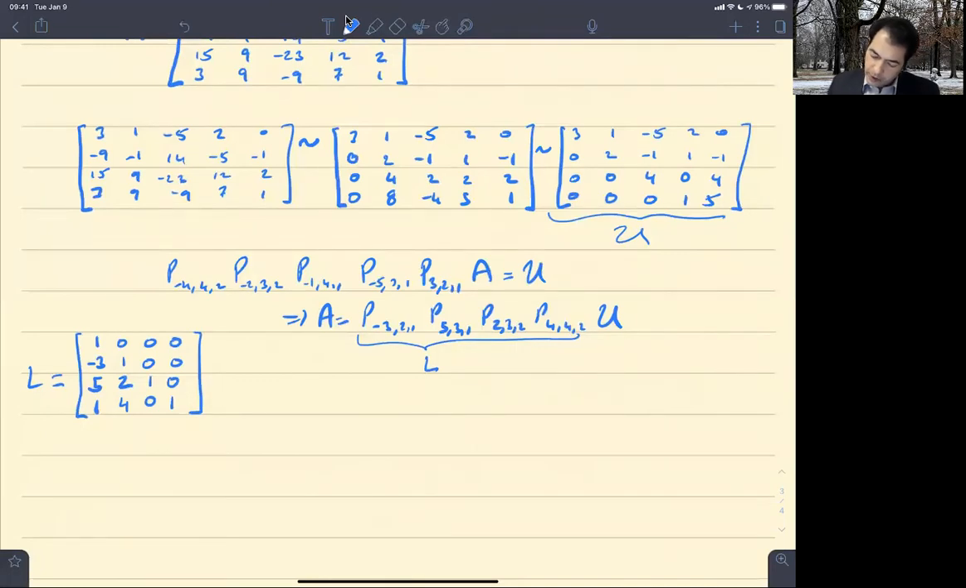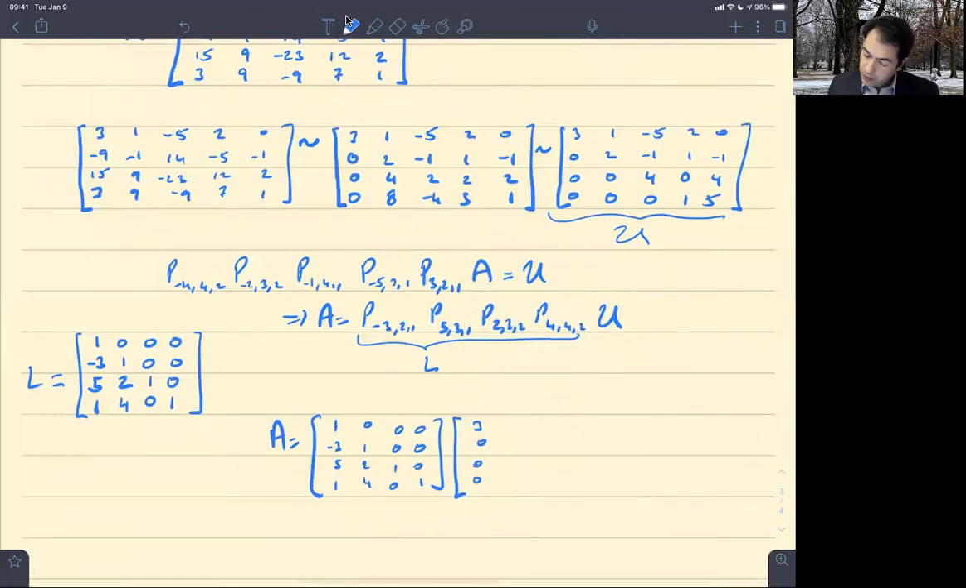Right? So we could write our conclusion that A is equal to this matrix L, 1, -3, 5, 1, 0, 1, 2, 4, 0, 0, 1, 0, 0, 0, 0, 1, times this matrix U, 3, 0, 0, 0, 1, 2, 0, 0, -5, -1, 4, 0, 2, 1, 0, 1, 0, -1, 4, 5.